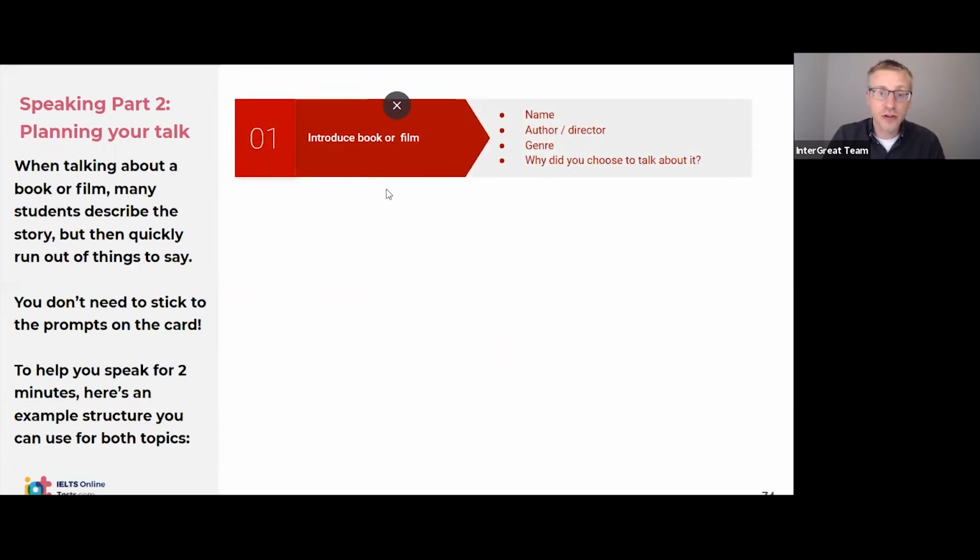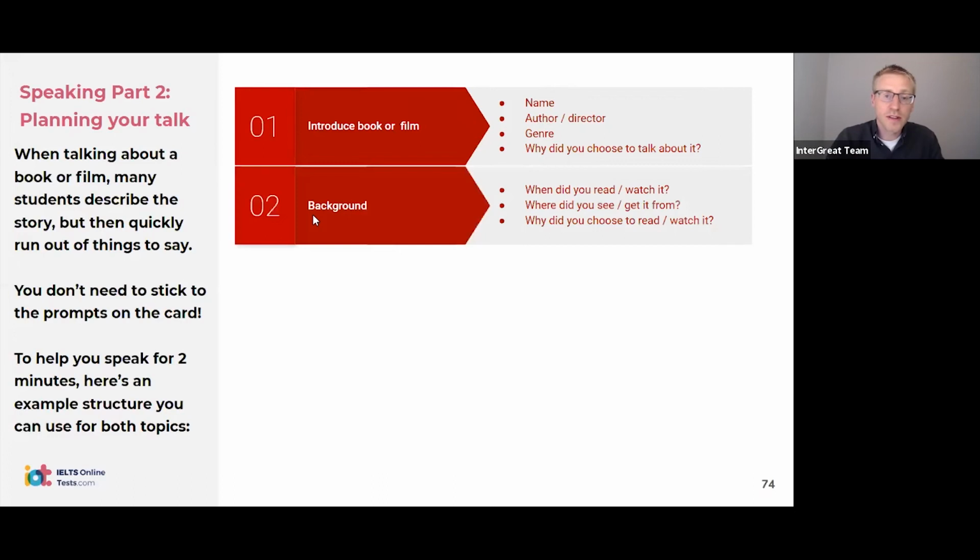You can introduce the book or the film. You can say a bit about its name, who wrote it or the director, or if you don't know, you can say, I don't know. You can introduce the genre, and you can say why you chose to talk about this one. Okay. You can go a bit out of the topic, and you'll see this. You can then give some background.